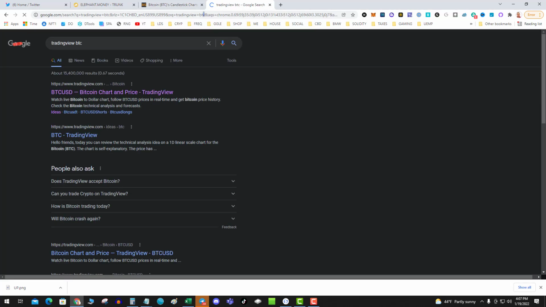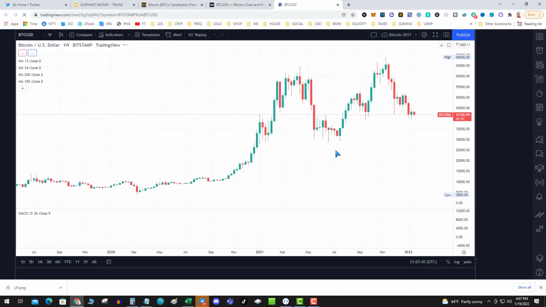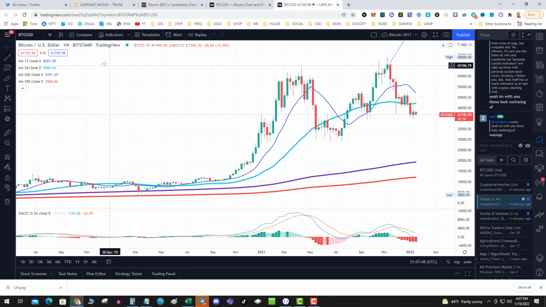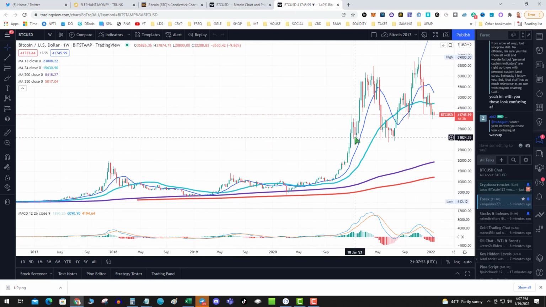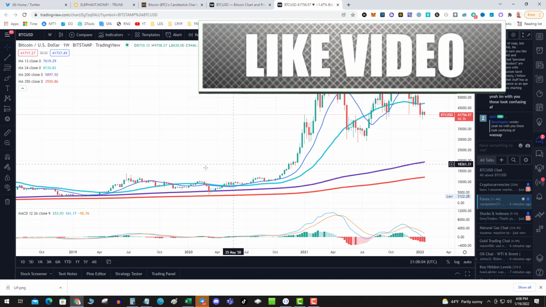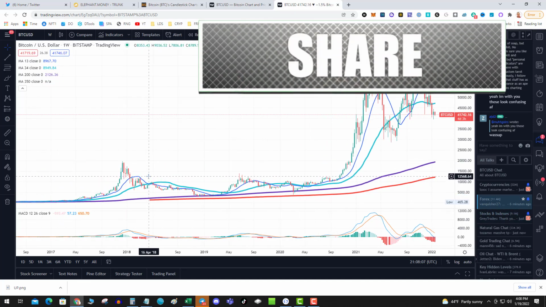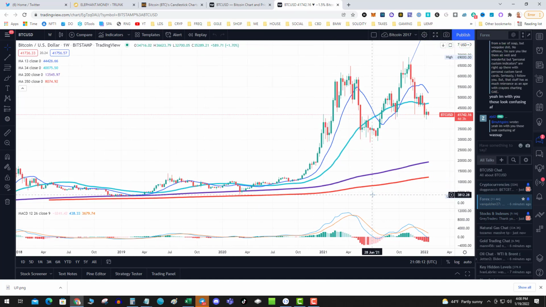Just not looking good. Advanced chart. Here we go. As I talked about in my other videos, Bitcoin has pretty much broken all its trend supports, the 50. Now, I threw the 200 on here. What's really scary is the 350. But historically, Bitcoin has not really traveled below that 350 mark.